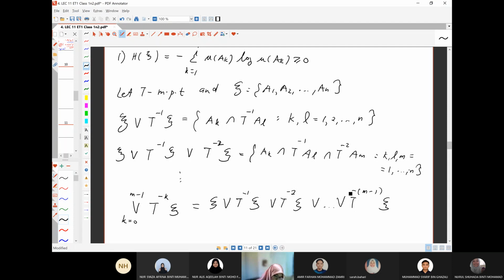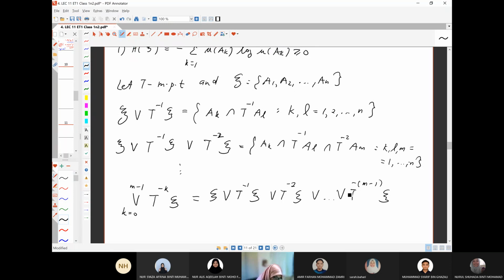So the total elements in your join partitions is n power m or less. Sebab apa n power m? Sebab kat sini lah. If 2 partitions here, you have n elements. If you join 3 partitions here, you have n square elements. Ini n elements, ini n square elements because there are 2. Yang ni n cube because you are joining 3. So if you join the partition m times, that means there are n power m elements or less. It can be less sebab kadang intersection we can have empty set. But the maximum is n power m.